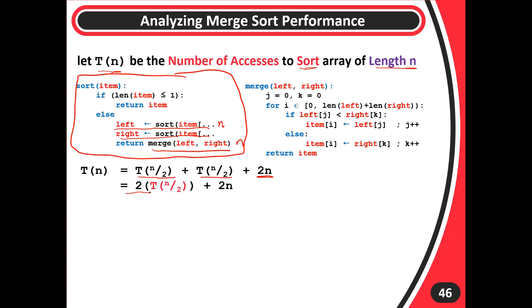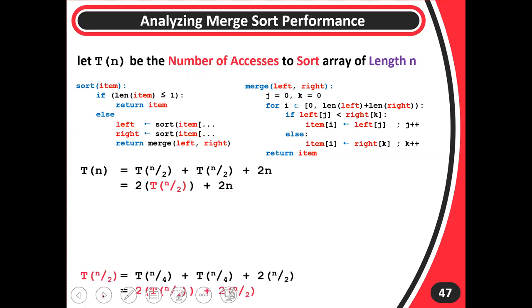So I can simplify this to two times T of n over two plus 2n. Right, so I just add this and this together. So now I have this value for T of n, but what I really want is some closed form, because I still have my n here, and I want to see how deep this recursion goes. So I note that T of n over two, I can define as T of n over four plus T of n over four plus two times n over two, which simplifies to this.